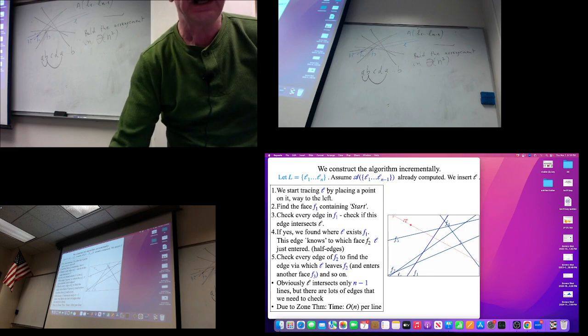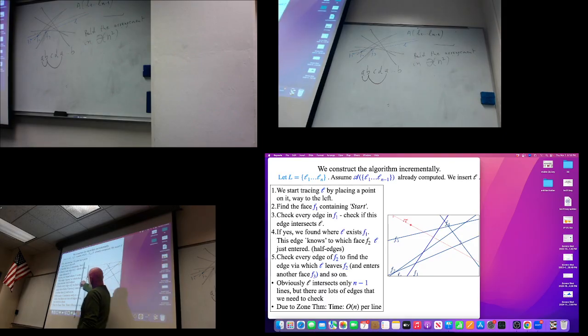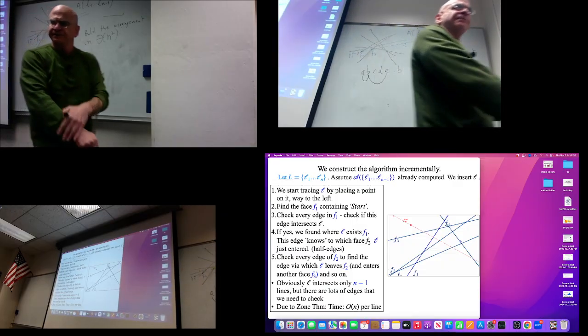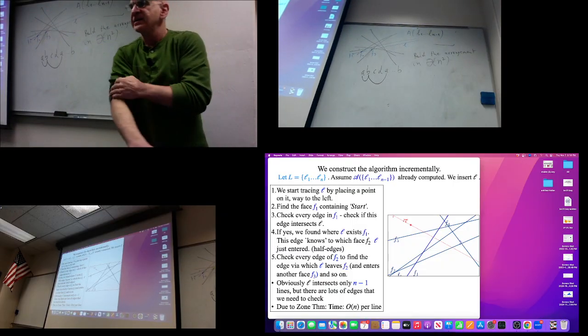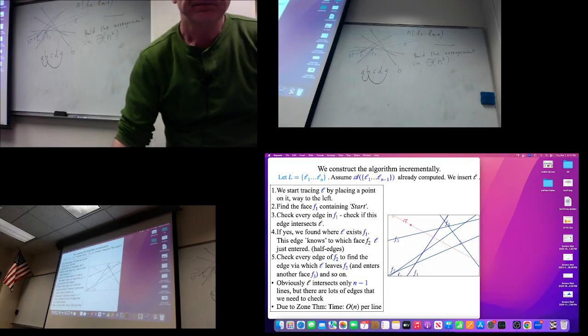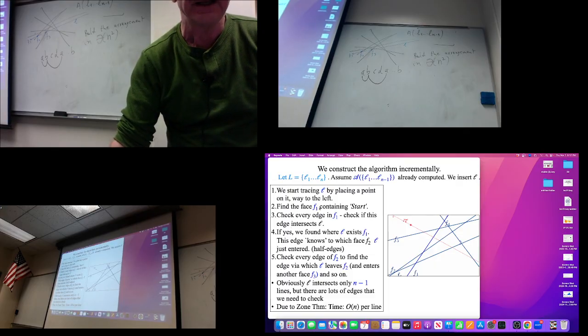We start tracing L by placing a point on it way, way to the left. If I'm all the way in minus infinity, I'll spend linear time to find where this line is among all the faces. But I don't have any intersection points where I'm all the way to the left. So we'll find the first face, the unbounded face, where L starts. And now for every edge of F1, check if this edge intersects L. If yes, we found where L exits F1.